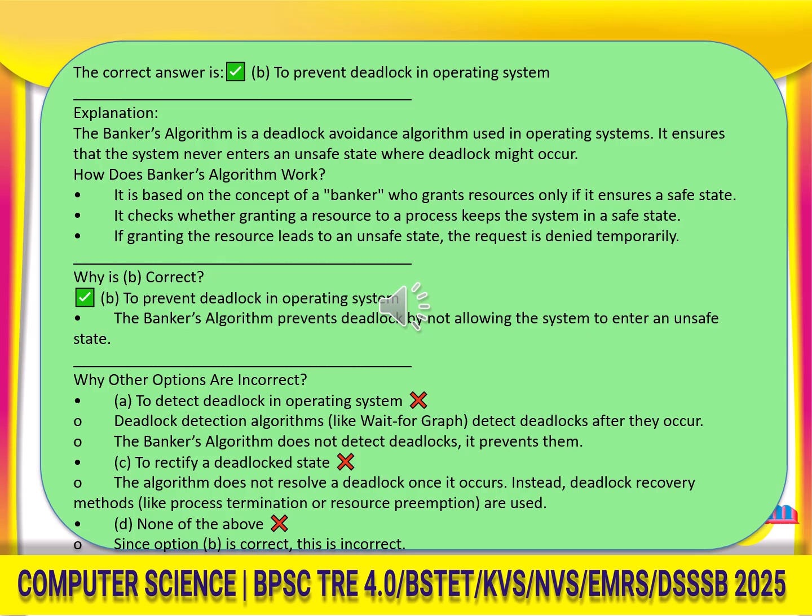It prevents them. C. To rectify a deadlocked state. Incorrect. The algorithm does not resolve a deadlock once it occurs. Instead, deadlock recovery methods, like process termination or resource preemption, are used. D. None of the above. Incorrect. Since option B is correct, this is incorrect.